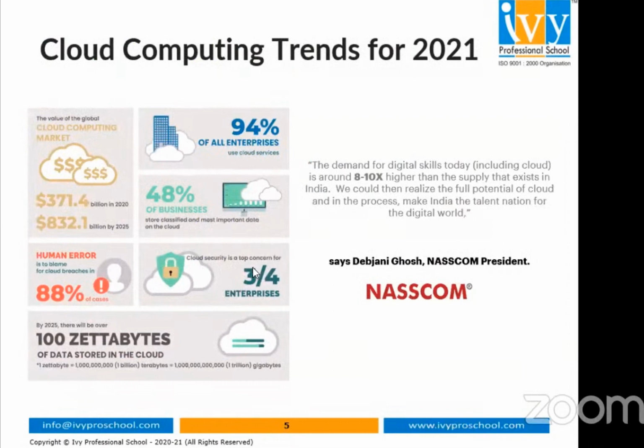3 by 4, right? Cloud security is a top concern when you're doing cloud. So in that case, having those skills, being able to define the roles and all of that, huge demand. Okay, 2025, 100 zettabytes of data stored in the cloud. One zettabyte is equal to 1 billion terabytes, or one trillion gigabytes. So this is a huge number, guys. This particular number is huge.